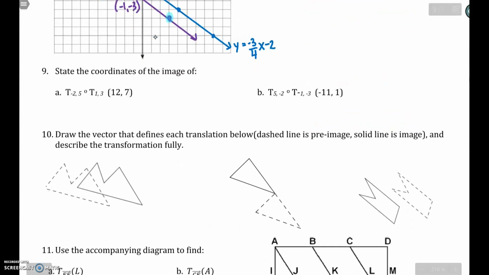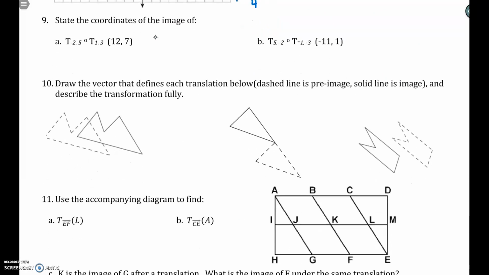All right. Now, what happens if we do what's called a composition? These little circles, they mean after. What that's saying is take your point 12, 7, and you're going to translate it -2, 5 after you do 1, 3. So basically with the composition, we work right to left. So we're going to take 12, 7. The first thing we're going to do is translate it 1, 3, which would make it 13, 10. And then we'll do the -2, 5, which would make it 11, 15.